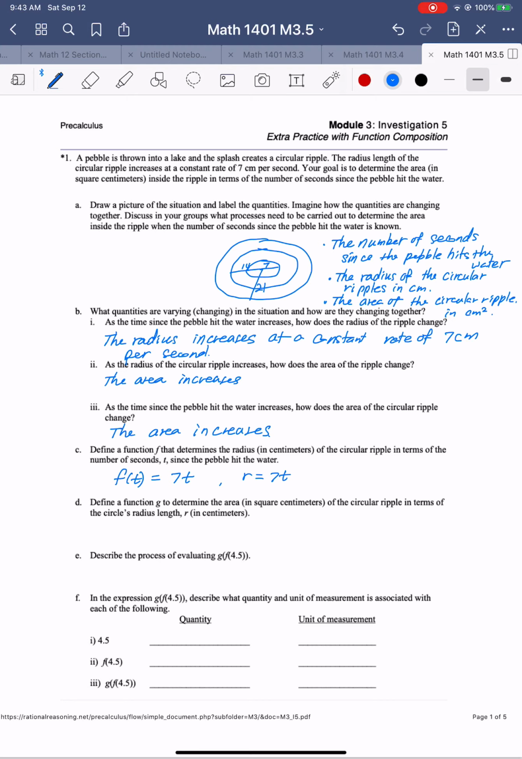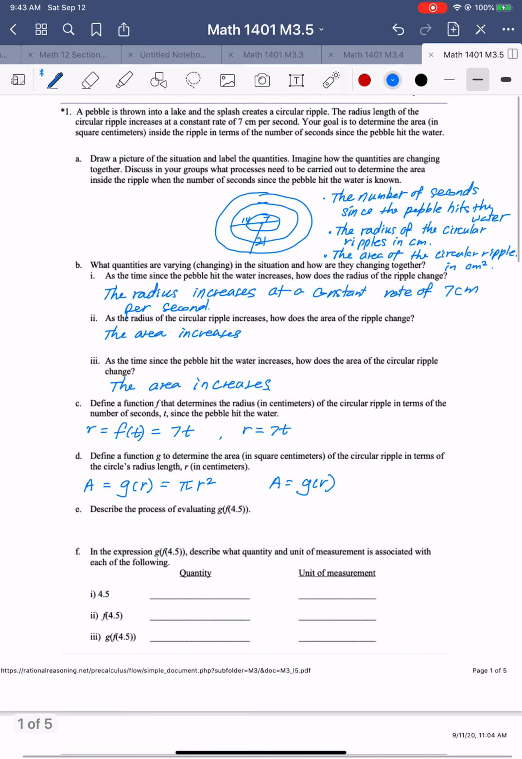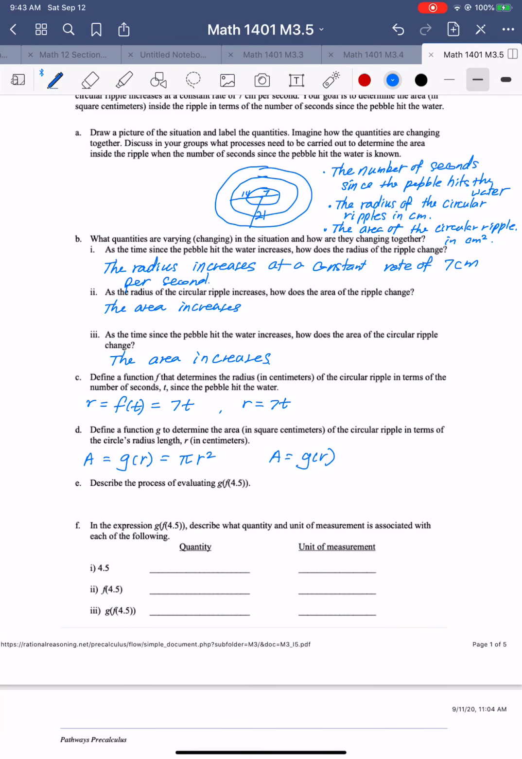Now D, define the function g to determine the area of the circular ripple in terms of the radius r. So g of r is pi r squared, and this time the area is g of r. So f of t is the radius, and g of r means the area. And then describe the process of evaluating g of f of 4.5. Okay, so 4.5 is the input for the f function. So this is the number of seconds, and that gives us the radius of the circle. And then the radius of the circle gives us the g function, the area of the circle, right?